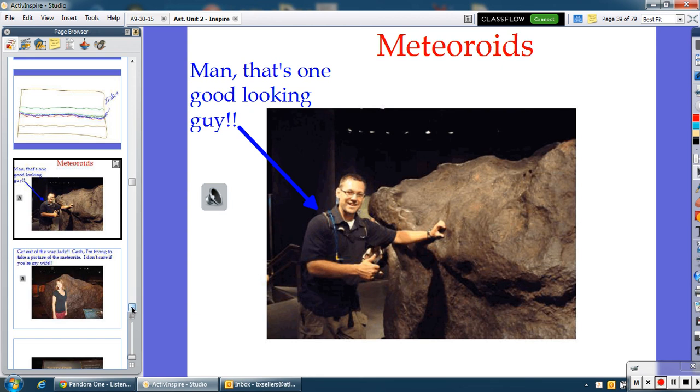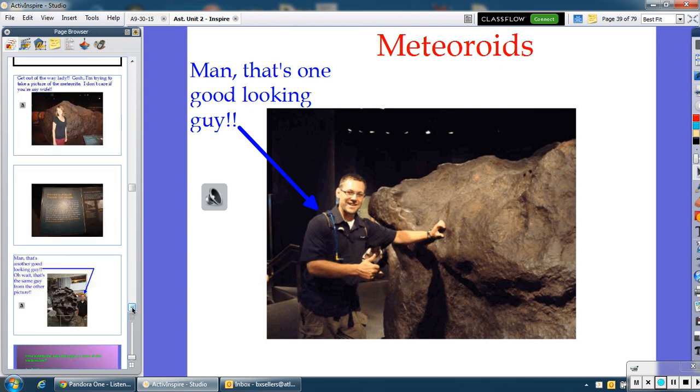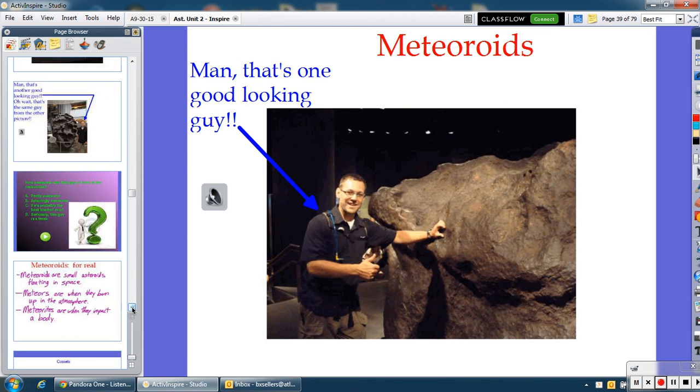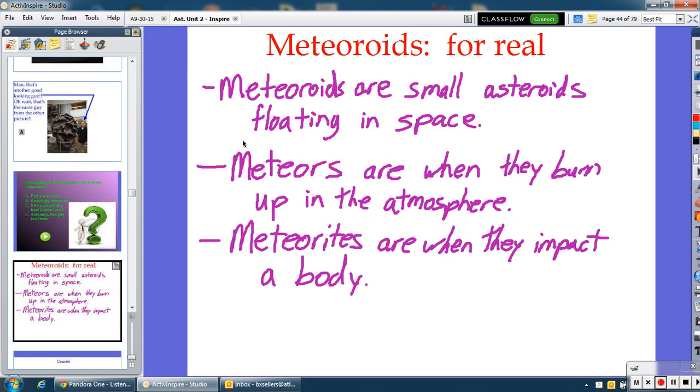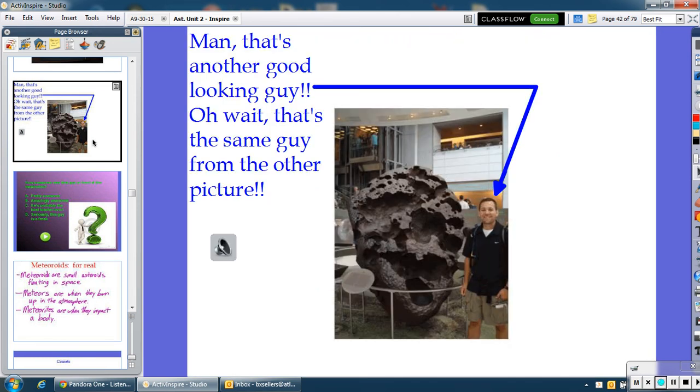The classification of meteors, meteoroids, and meteorites is really what you need to know. They're essentially small asteroids. If it's floating around in space, it is what's known as a meteoroid, just like an asteroid. If it happens to enter the Earth's atmosphere and burn up, it is known as a meteor. And if it actually makes it through and impacts the body, then it is a meteorite. So the ones that lovely young man was standing next to were meteorites. There's another one right there, a meteorite. So there again, that lovely fellow.